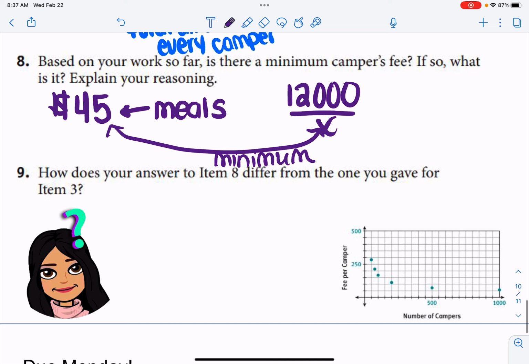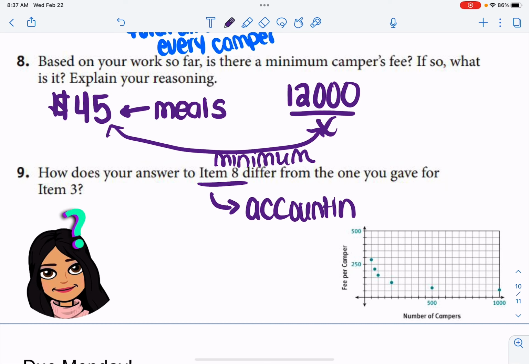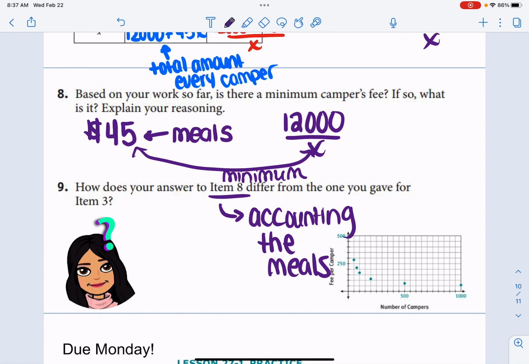And then finally, it says, how does your answer from item 8 differ from the one you gave in item 3? Well, because in item 8 you're accounting for the meals, the minimum amount changes. It increases. So that's what we're looking at. We're looking at patterns, and how we can find a certain function based upon what we were given.